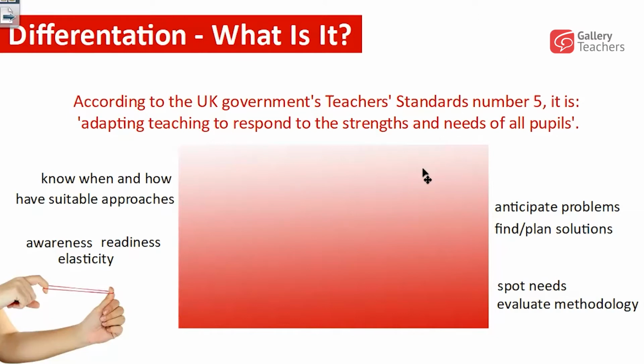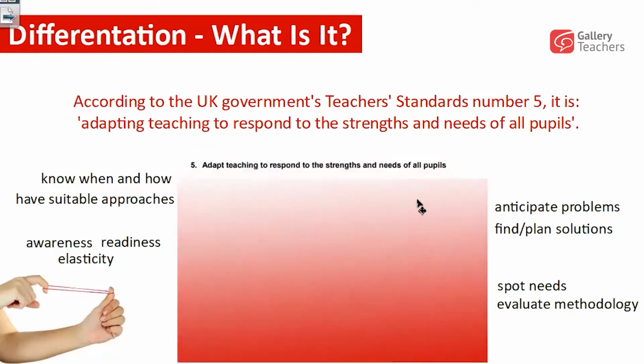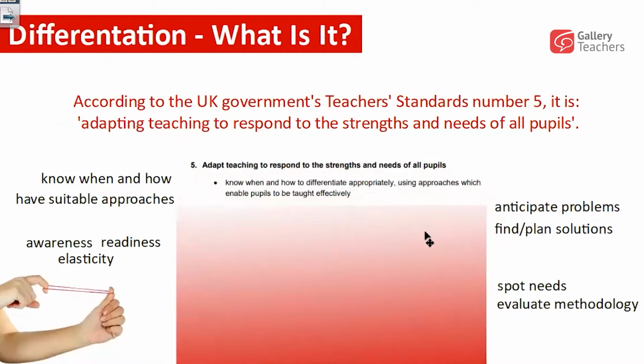So if they've broken this down into smaller bullet points, we'll have a look at these. The first one: knowing when and how to differentiate appropriately and using approaches which enable pupils to be taught effectively. So I've pulled the keywords out here, the knowing when and the how, and the having suitable approaches, which is what we're going to be discussing today.